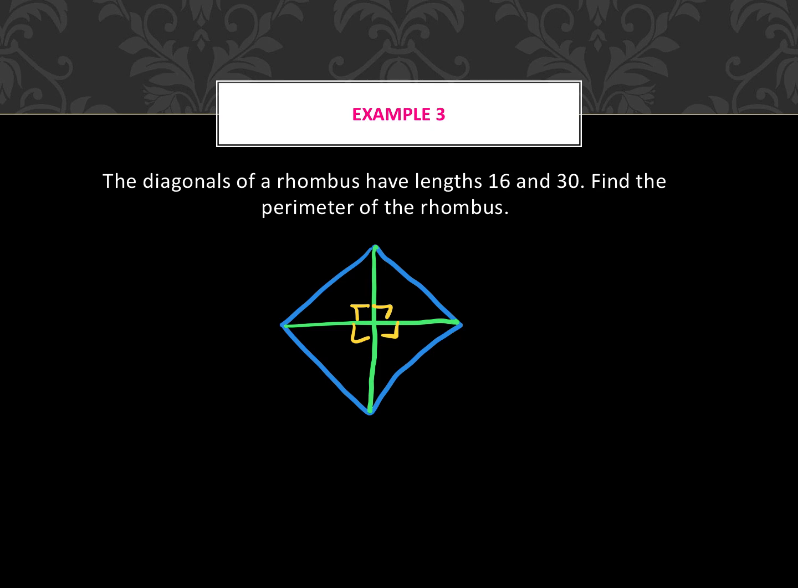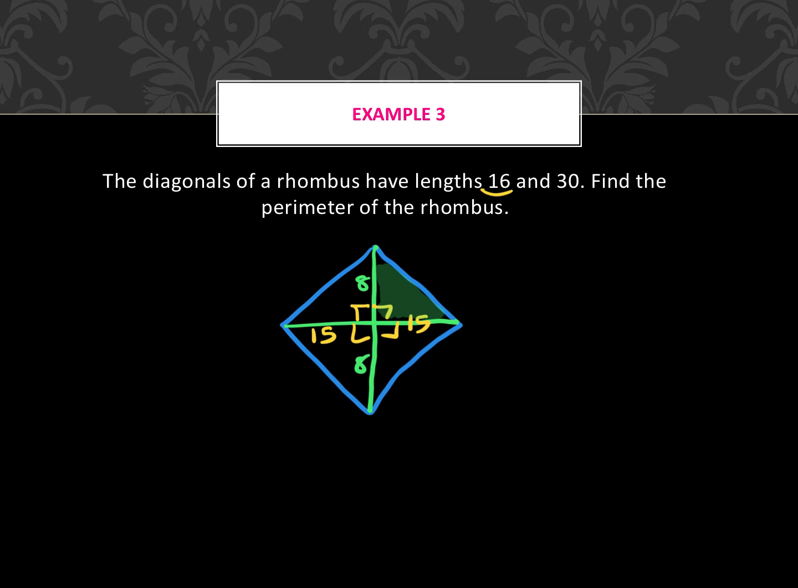My diagonals have lengths of 16 and 30. So let's say the one going horizontally is going to be the 30. So then this would be 15. This one would be 15. And then the one that has a length of 16, that would mean that this is 8 and this is 8. So all I have to work with now is this little triangle that's right here, any one of them.